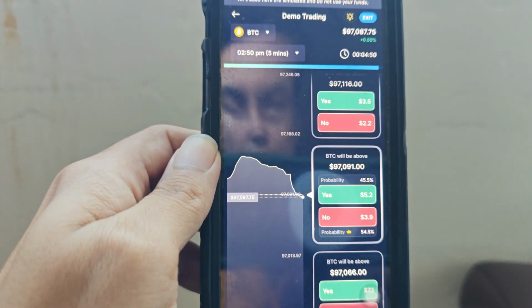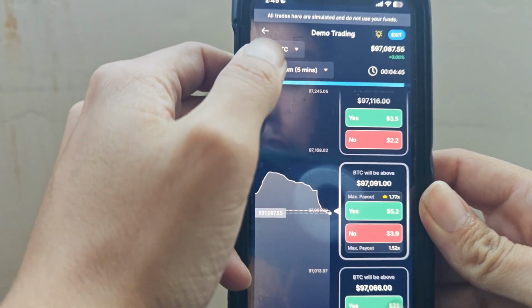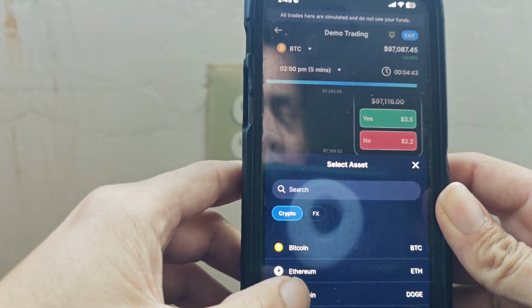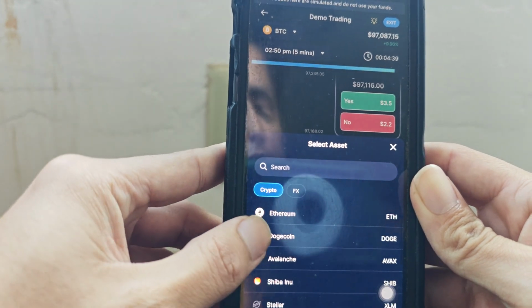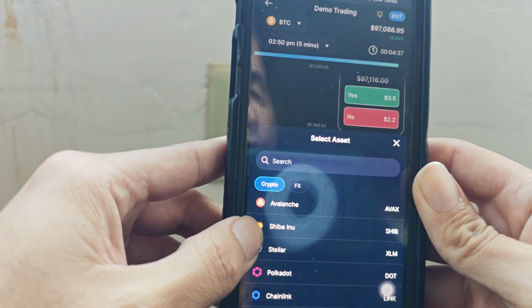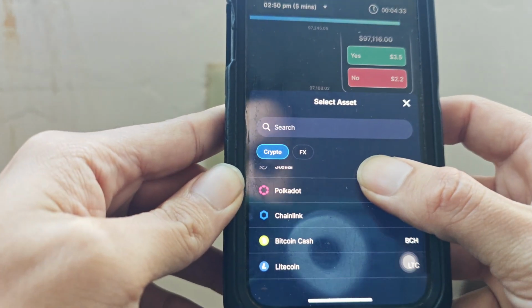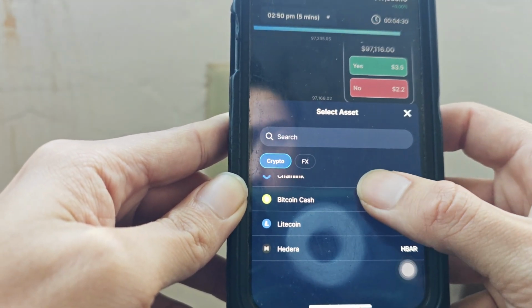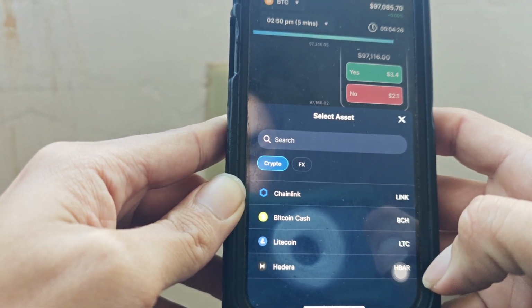So right here, let me get a focus. You can see it's very simple. The user interface is very simple. Here you click the coin you want to trade. In the beginning, they actually just had Bitcoin and Ethereum, but since then they added Dogecoin, Avalanche, Shiba Inu, Stellar, Polkadot, Chainlink, Bitcoin Cash. So they have a lot, right? Since the beginning, and I'm pretty sure they're gonna add even more.